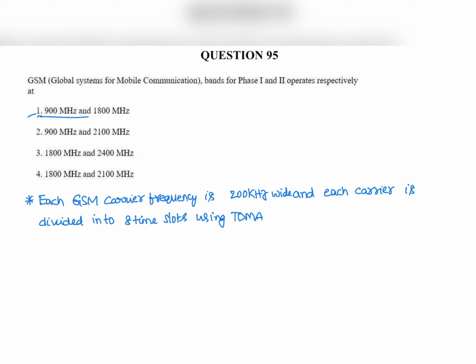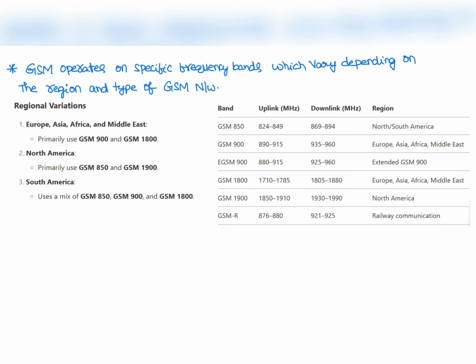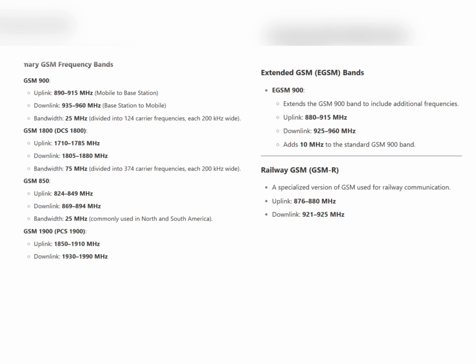GSM operates in specific frequency bands which vary depending upon the region and the type of GSM network. So these are the various regional variations of GSM: Europe and the other regions mentioned, with their bands. One more image is given showing the primary GSM bands and the extended GSM bands. The primary GSM band uses lower frequencies, and the extended GSM band uses higher ones.